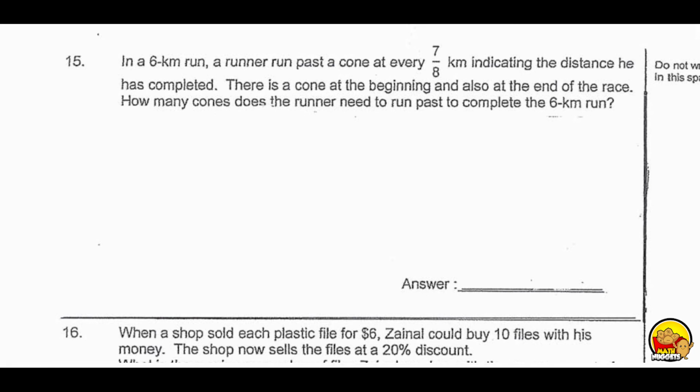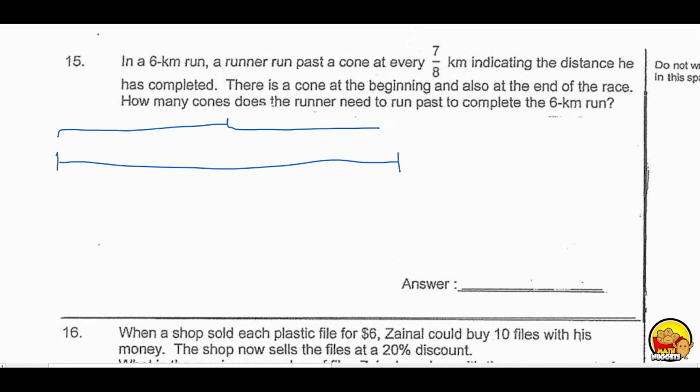Question 15 is a gaps and difference question. So let's see. There's a cone at the start and there's a cone at the end. The whole distance is 6 kilometers. So there's a cone here, there's a cone here. Every 7/8 kilometers there will be a cone. So there will be another cone here.